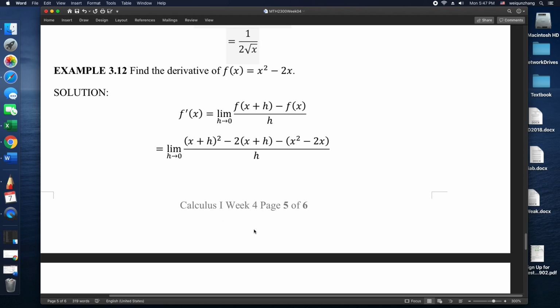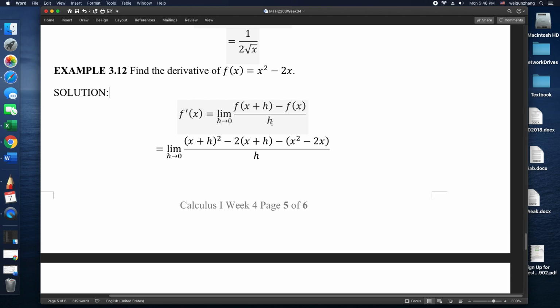One more example from the textbook. We have a different function. f of x equals x squared minus 2x, a quadratic function. And now hopefully we understand the derivative is the limit of the difference quotient as h approaches 0. x could be of any value. And also it is always a situation where the denominator is 0 when we consider direct substitution.